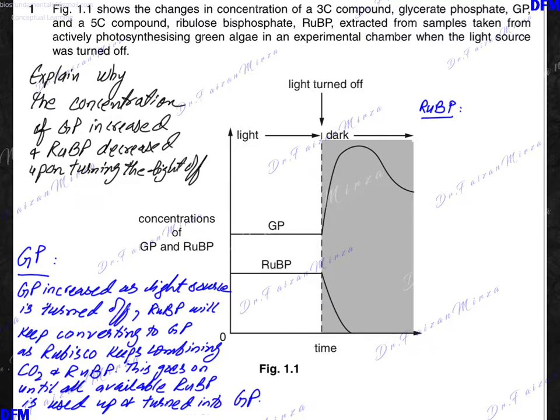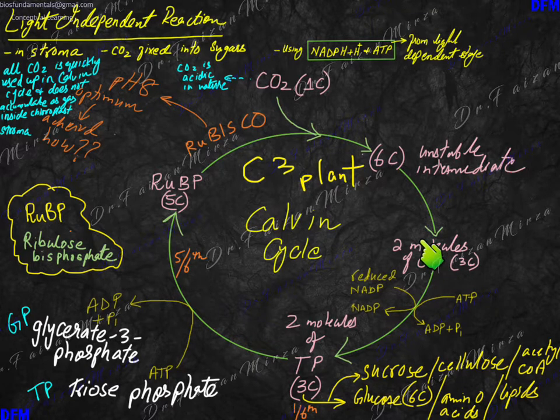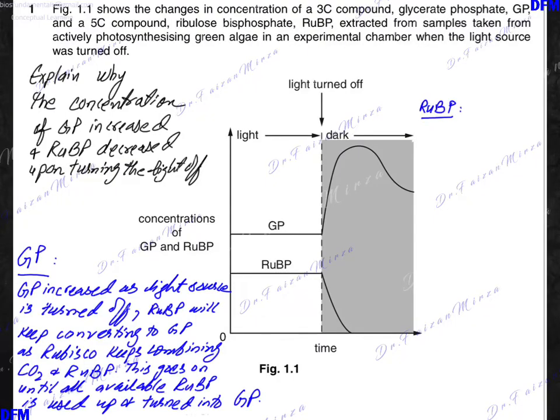You can refer to the diagram that I have already discussed. You can see that all RuBP will keep on turning into GP, and since GP is not turning into TP, the amount of GP will keep increasing. And that's exactly what you see here in the graph.